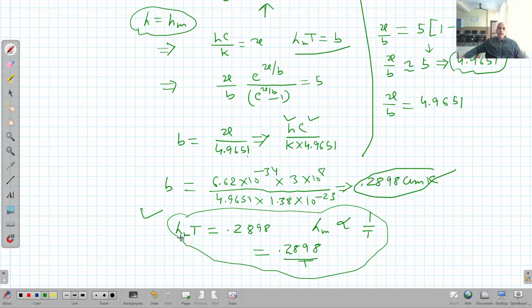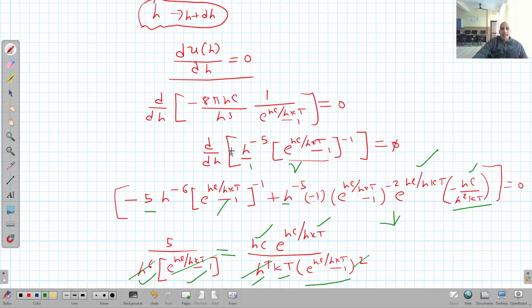So this proves that lambda m T is equal to a constant, 0.2898 centimeter Kelvin. It means lambda m is inversely proportional to the temperature, because it is a constant. So I wrote it in this way. You can even write lambda m is equal to B upon T. So this is Wien's displacement law. We have derived this Wien's displacement law by using Planck's law.